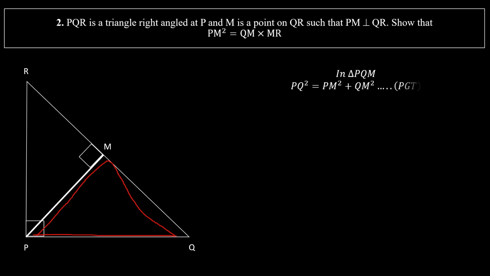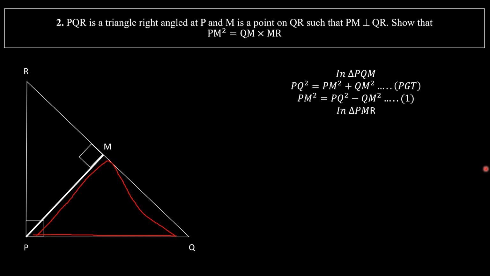In this triangle, by Pythagoras theorem, PQ squared, the hypotenuse square, is equal to PM square plus QM square. Or by rearranging, the expression for PM square comes out to be PQ square minus QM square. Let this be our equation number 1.